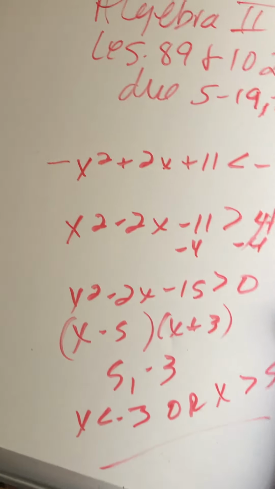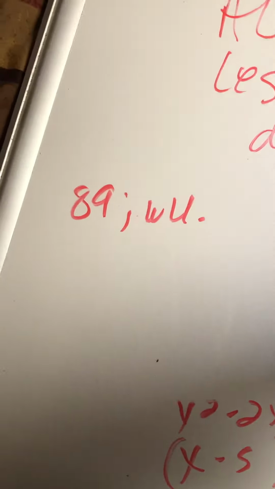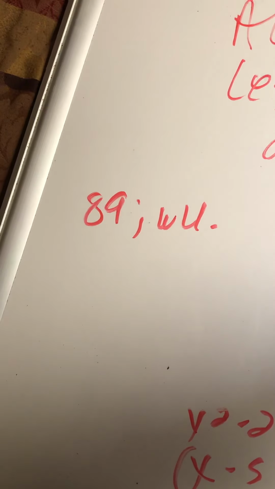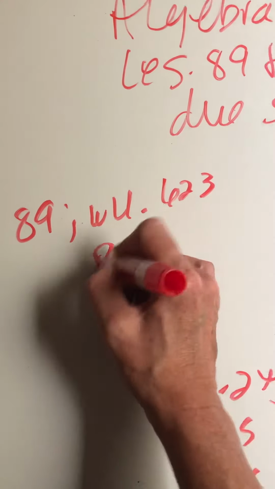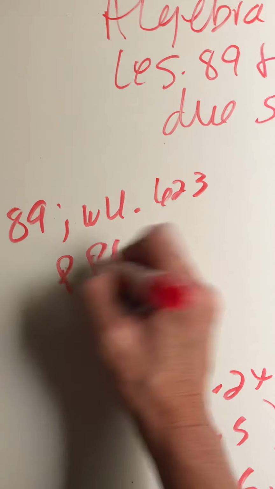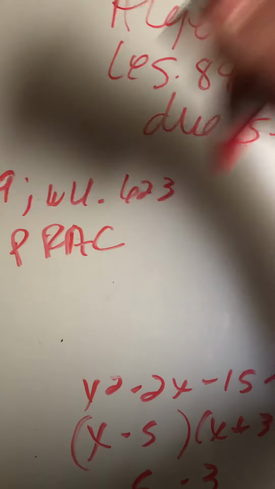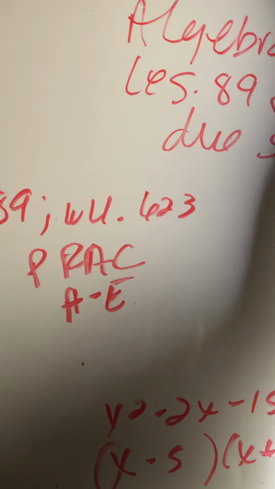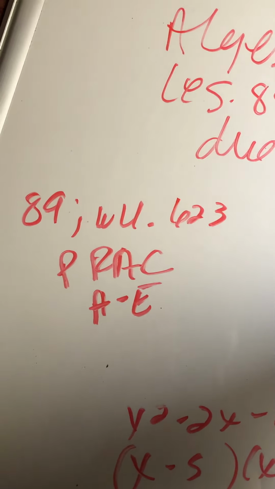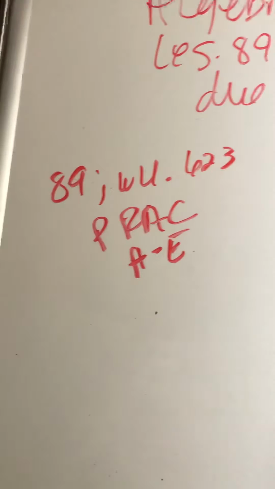So on lesson 89, you are going to do the warm-up, which is on page 623. Then you're going to do the practice. Now, you're not going to do the whole practice because I didn't talk about all of it. So you're just going to do practice A through E. So I think that's less than 10 problems. Yes, that is 8 problems. So do a good job on them.